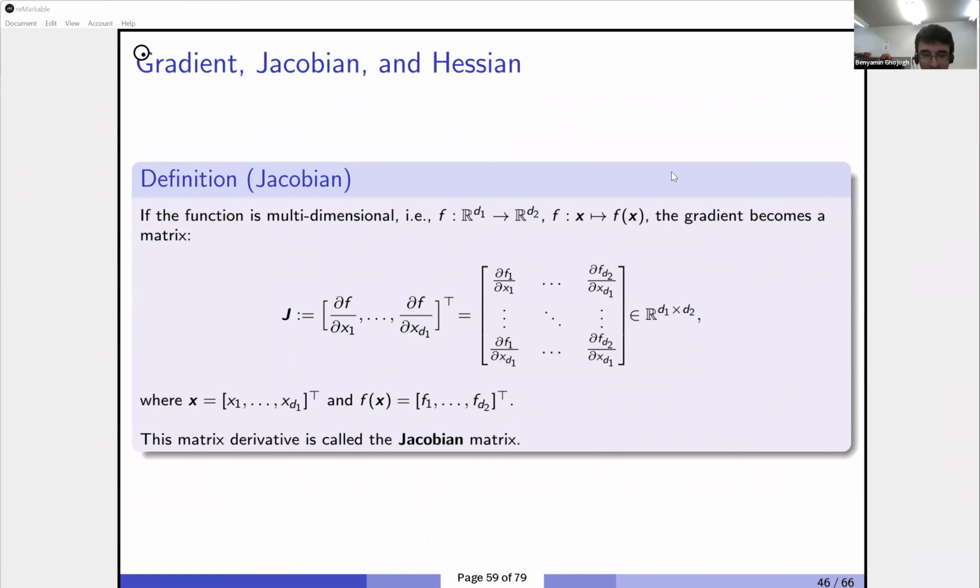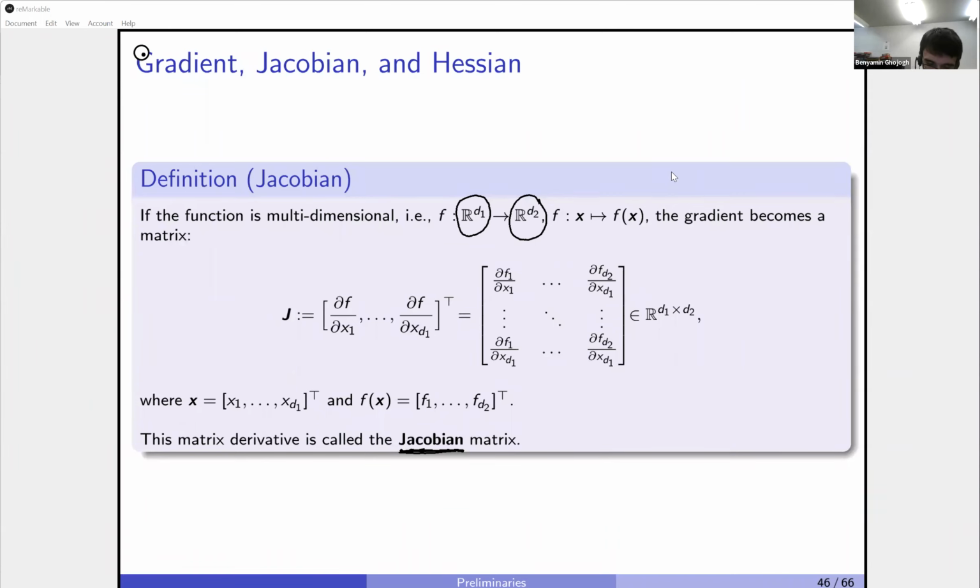Now, assume that the input is a vector, and the output is also a vector. So D1-dimensional input, D2-dimensional output, right? Then the derivative is usually called the Jacobian. And this Jacobian, the derivative, becomes a matrix now.